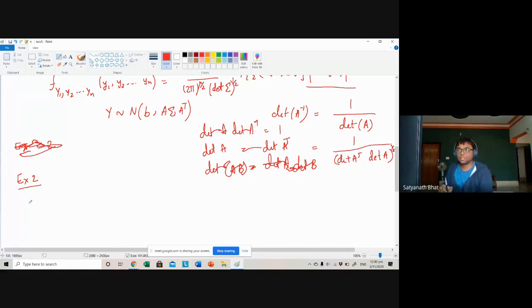Okay, good. So example 2: we will take the same x, normal, 0, and sigma we will take as identity. Now let's say x is basically x1, x2. So it's a bivariate Gaussian.